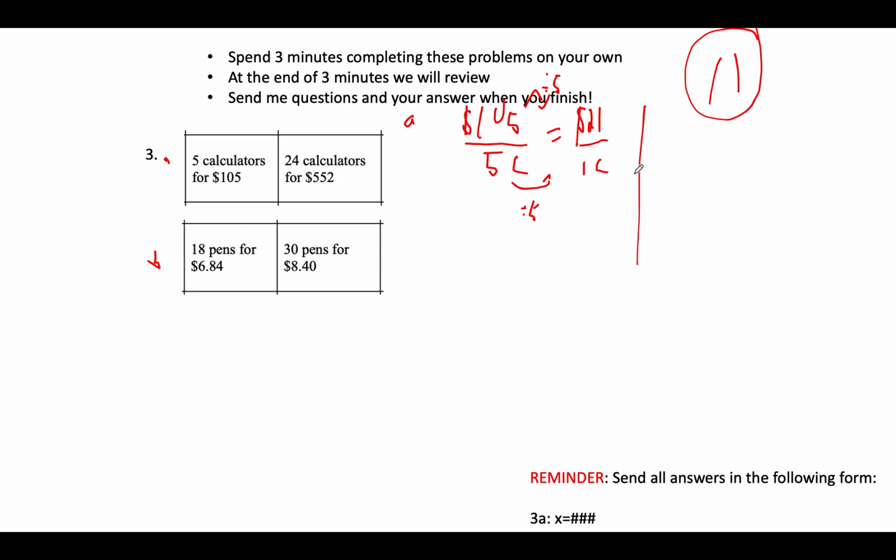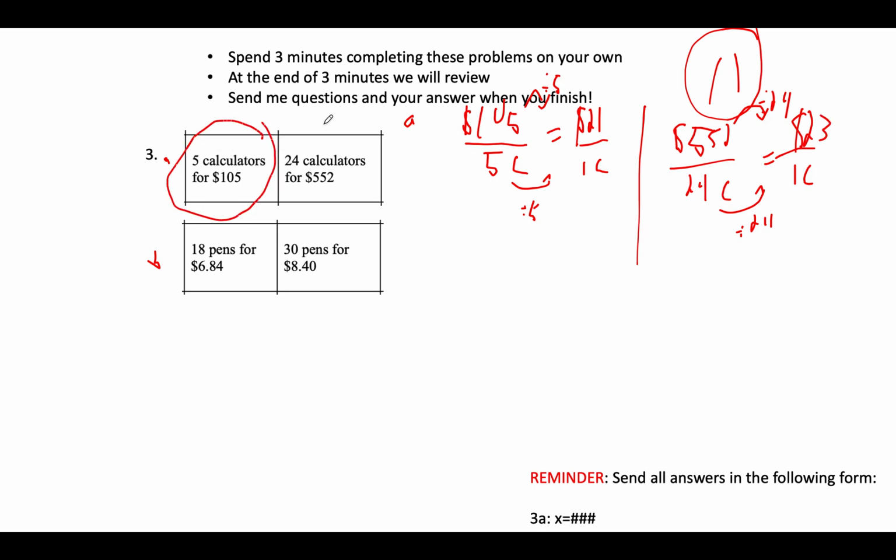Now let's compare that to 24 calculators for $552. That's going to be $552 over 24 calculators. We're going to divide both sides by 24. So we're going to get one calculator down here, and that's going to be $23. So we know that the 5 calculators for $105 is better because it's cheaper per calculator. If we were to buy calculators at this price, we'd be paying $2 more per calculator. So it's cheaper to buy it over here for 5 calculators for $105.